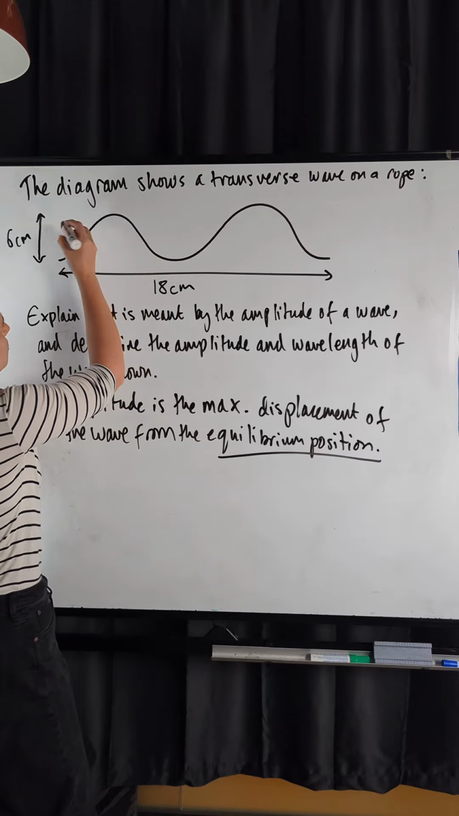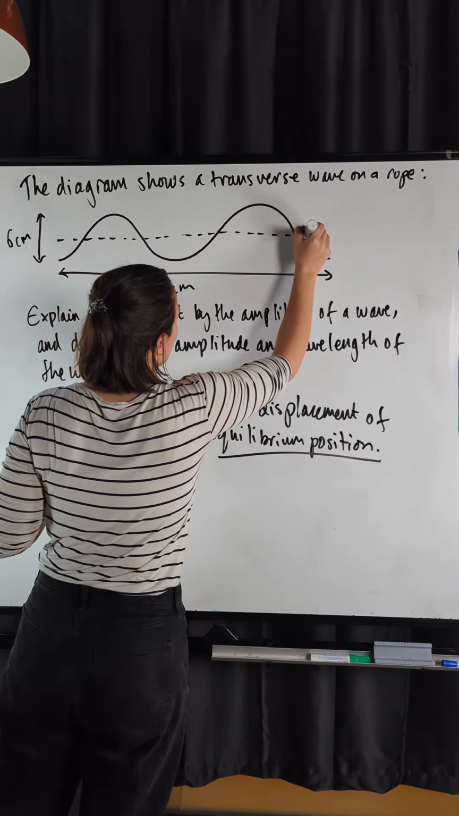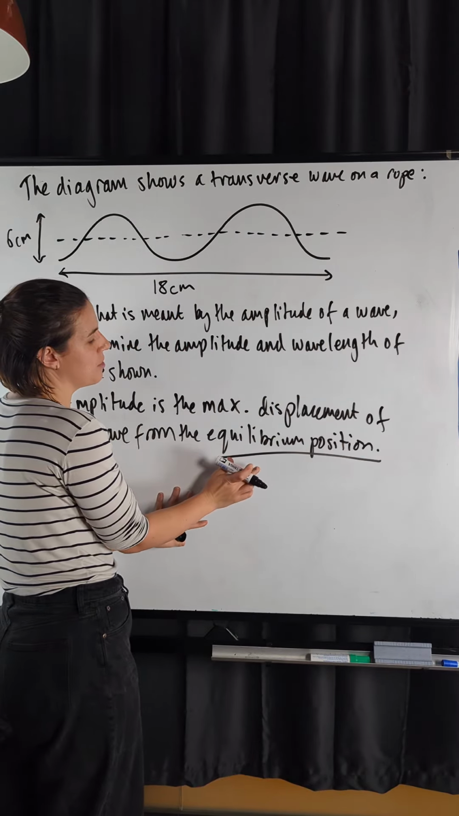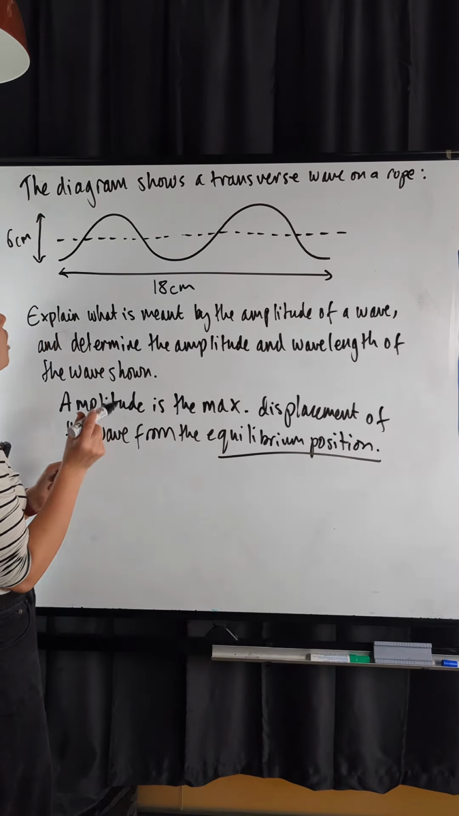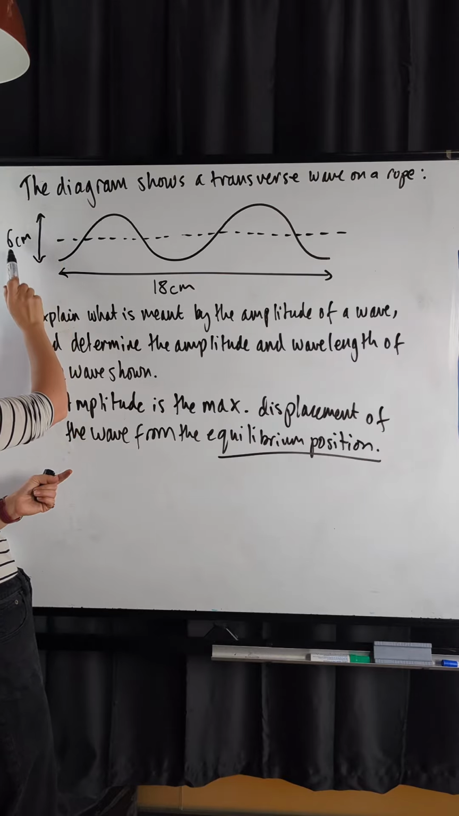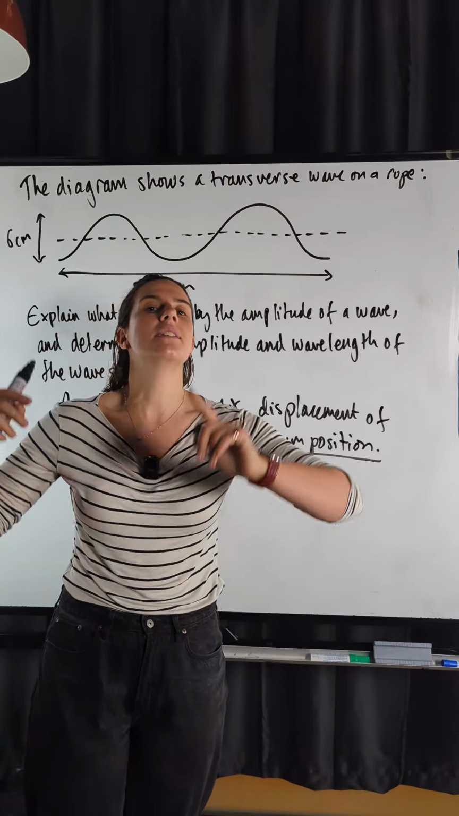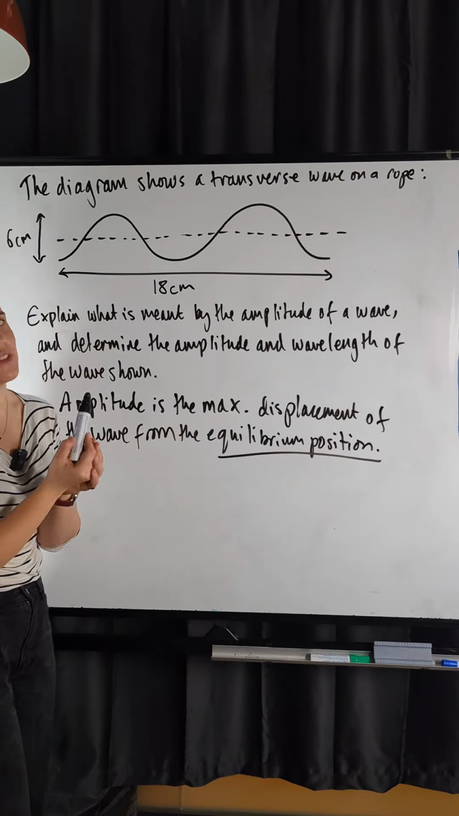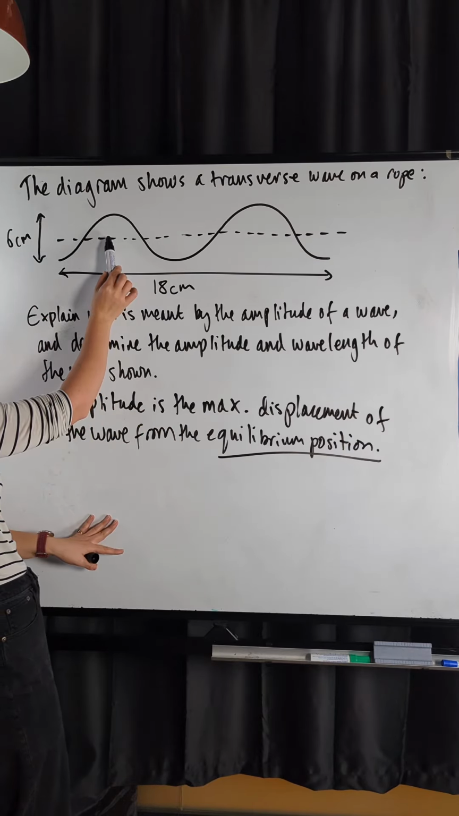So if we weren't shaking this wave, it would just be here going through the middle. Because it's going through the middle, that's sometimes why we call it the equilibrium position. So let's work out the amplitude of this wave. Now I know, because I'm told here, that from the trough to the crest is 6 centimetres. And lots of students would then go, oh yes, so 6 centimetres is the amplitude. But remember that our definition is it's about the displacement, so the distance from this centre bit here.